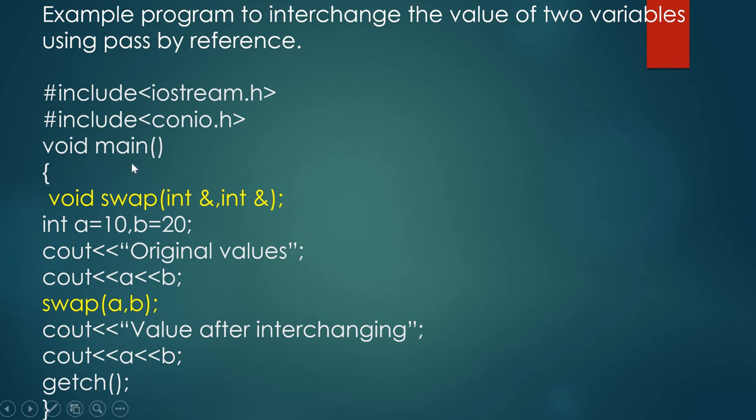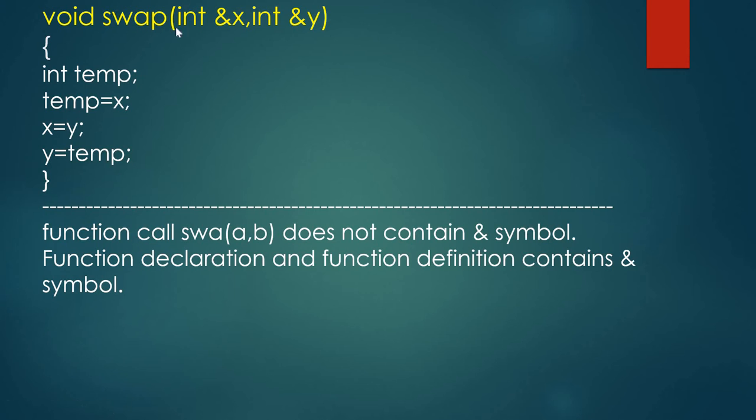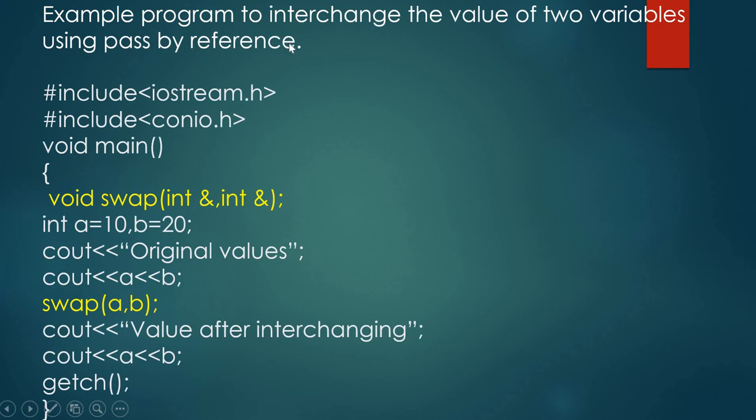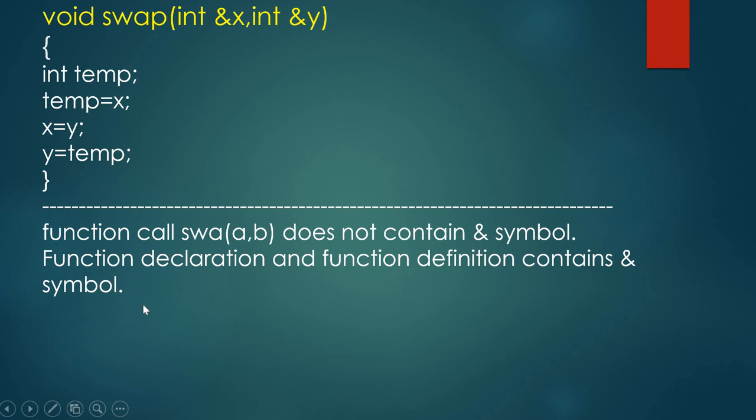See here, in the function call there is no AND symbol. In the function call there is no AND symbol, but in the function declaration, this is the function declaration, and in the function definition there are AND symbols. See here also the AND symbol. In the function declaration also the AND symbol, but for this function call there is no AND symbol.